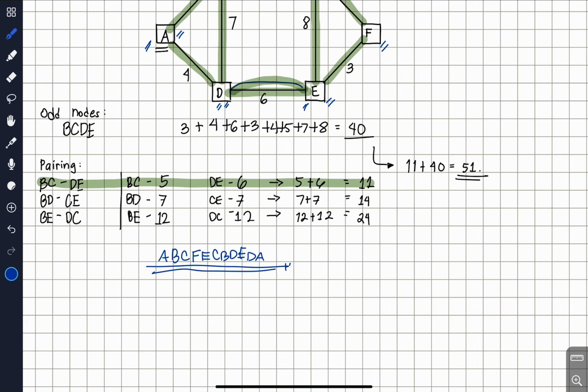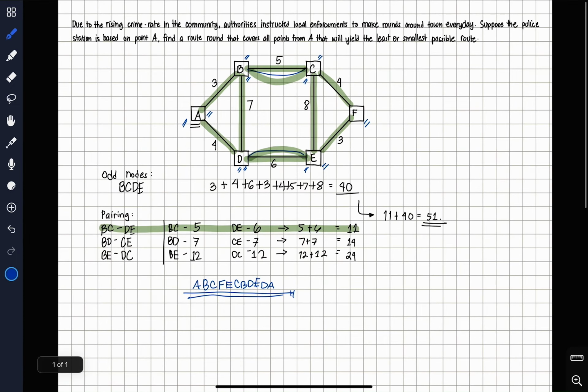So this particular paired path is the least or smallest possible route that the local enforcements can take in making their rounds at the different points or cities.